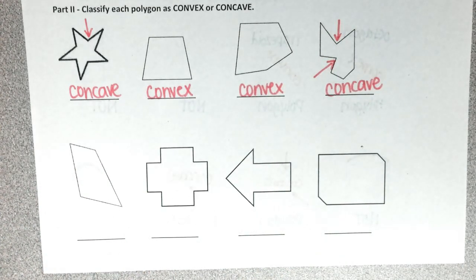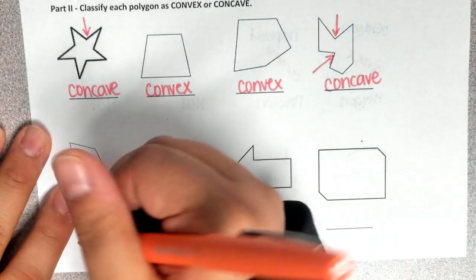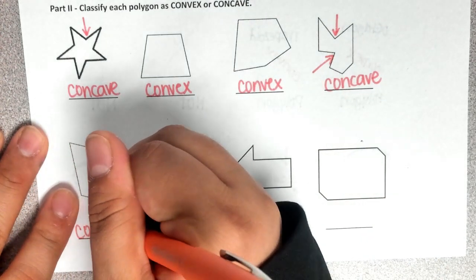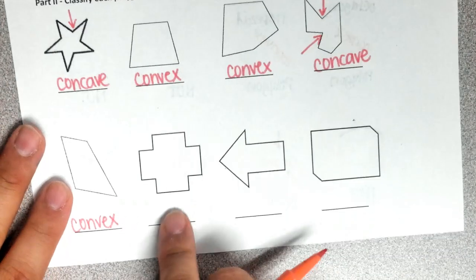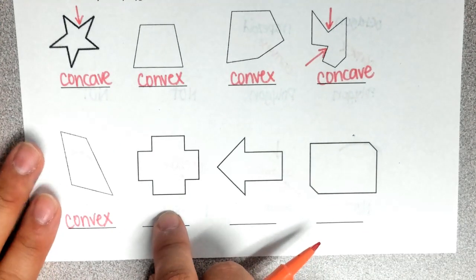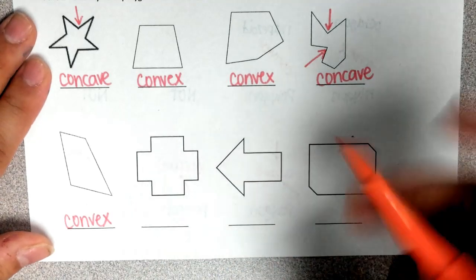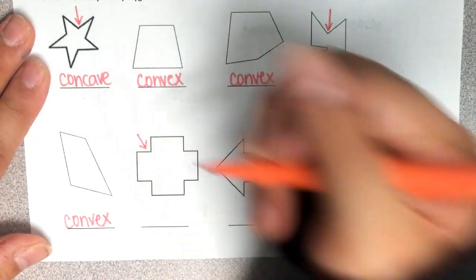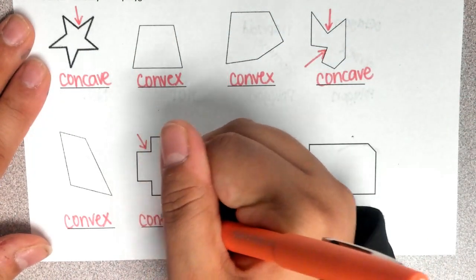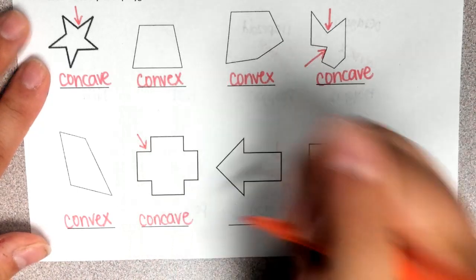What about this quadrilateral right here? It has 4 sides. Does it cave in at all? No, so it's convex. This red cross looking thing, does it cave in? Yeah, how many times? 4 times, so it's definitely concave.